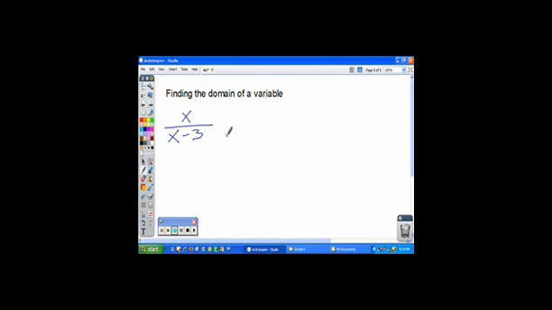I'm not going to try to list every allowed value for x, because that could take forever. It would be easier if I just use my set builder notation and I say that my domain is the set of all x such that x is not equal to 3. Because if x equals 3, it's going to make that denominator 0, and that's a bad thing.